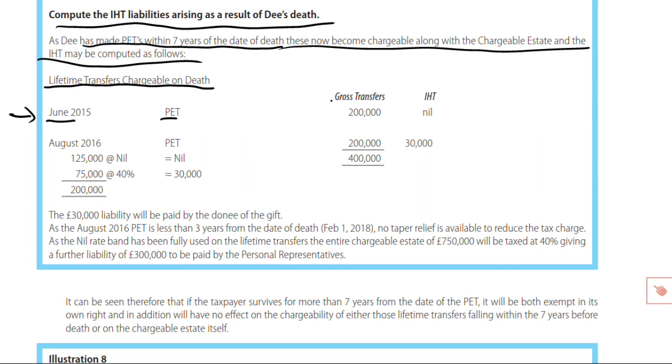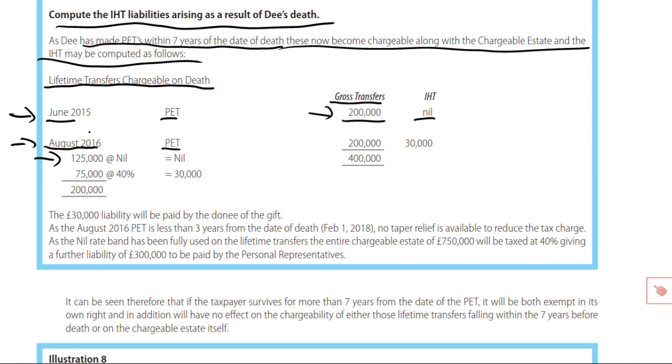What was the amount? I'll explain later this term gross transfer, but that's the language we use. It was 200,000. 200,000 is entirely within the 325,000 nil rate band. Therefore, how much tax to pay? No tax to pay. On to the next transfer. Second one in August 16. Again, it is a pet that now falls within the 7 years of the date of death, so it becomes chargeable on death. We've already used up 200,000 of the nil rate band. So the available nil rate band for this transfer is 125,000.